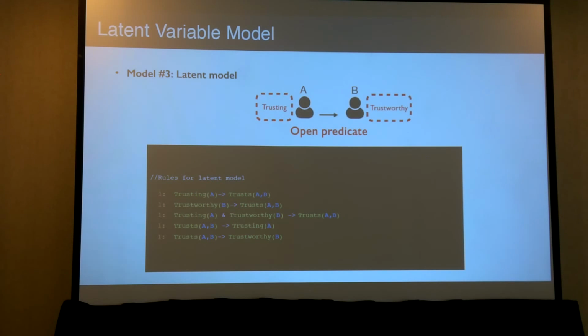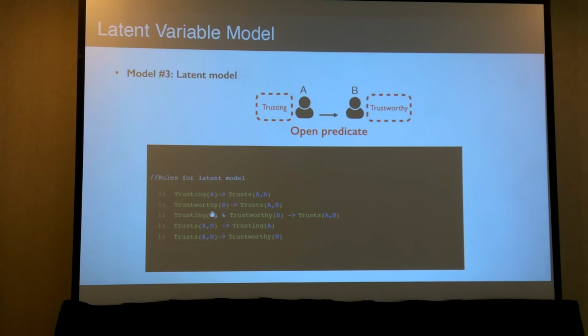Here, we are defining a latent variable. What does it mean? You want to predict some labels for the nodes in order to predict this link between them. So what you want to know is whether a person is trusting or trustworthy, right? We don't have any information about it in our data, but we want to infer it based on the links that we already have. So this is a model.